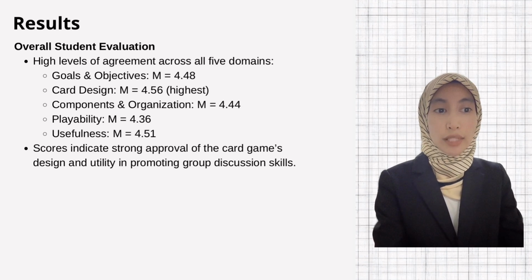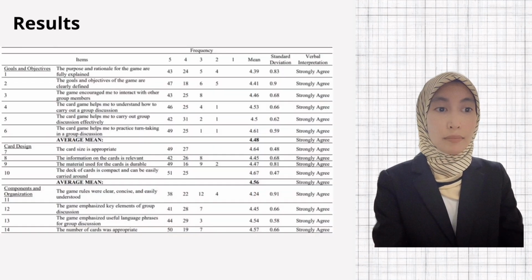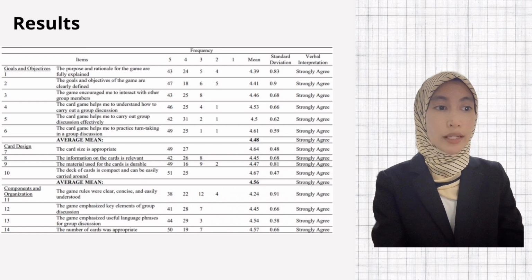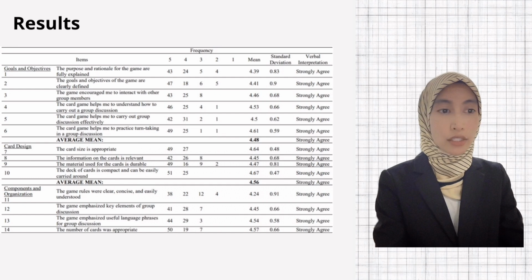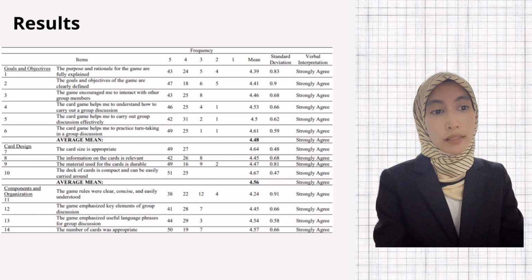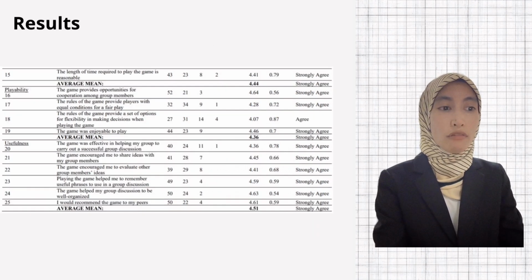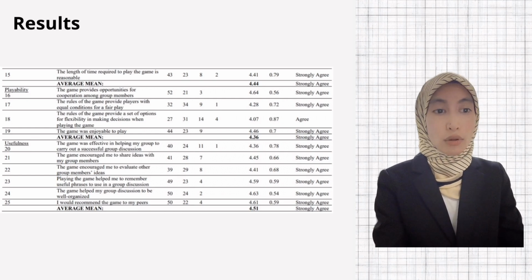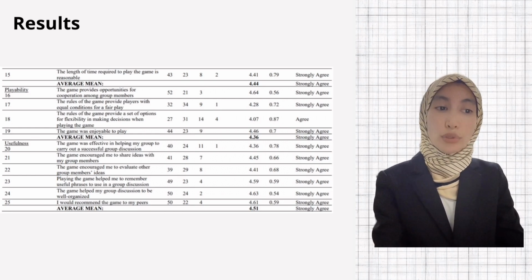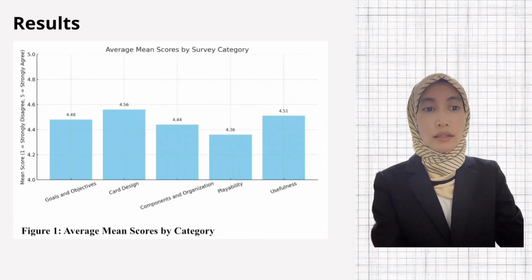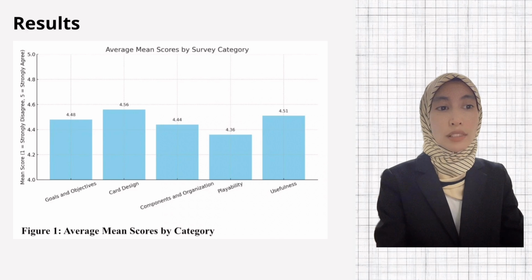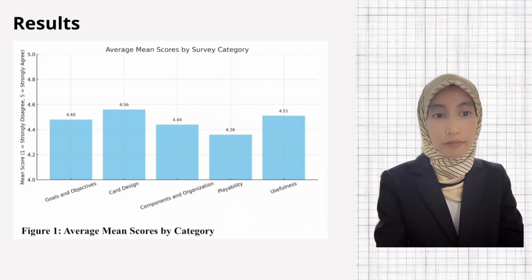And for the goals and objectives category, the mean score was 4.48, showing that students recognized the game's clear purpose and its ability to guide their discussions. The scores for components and organization received a mean score of 4.44, and playability is 4.36. These scores were also positive, but also showing that there are potential areas for improvement. So these scores suggest that students found Bincang to be both well-designed and educationally effective.